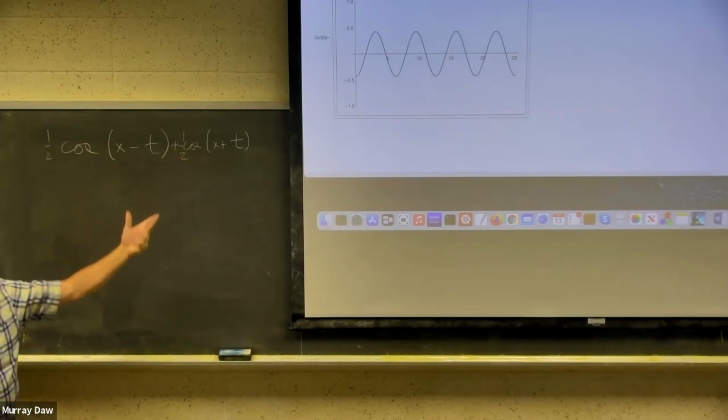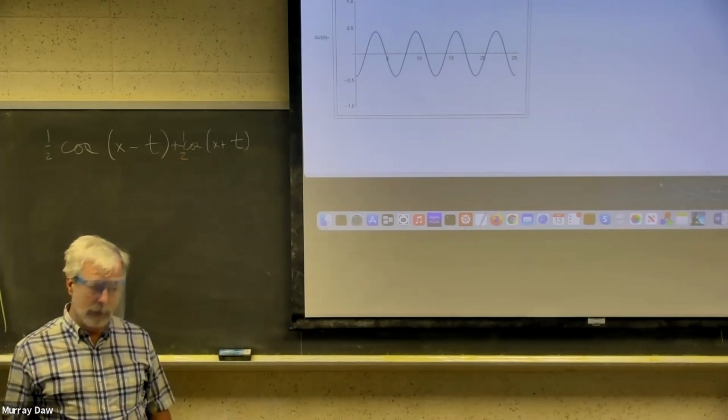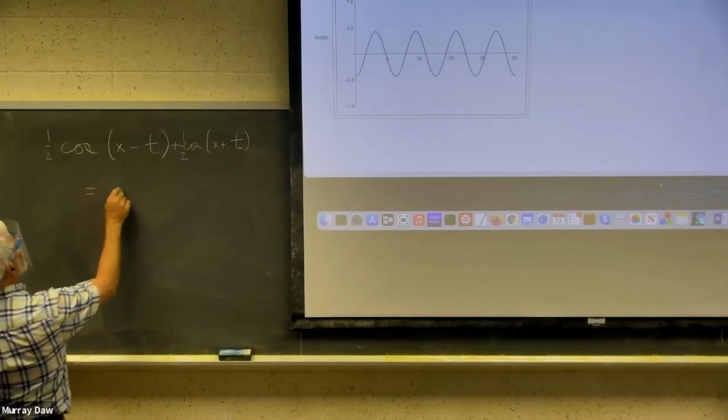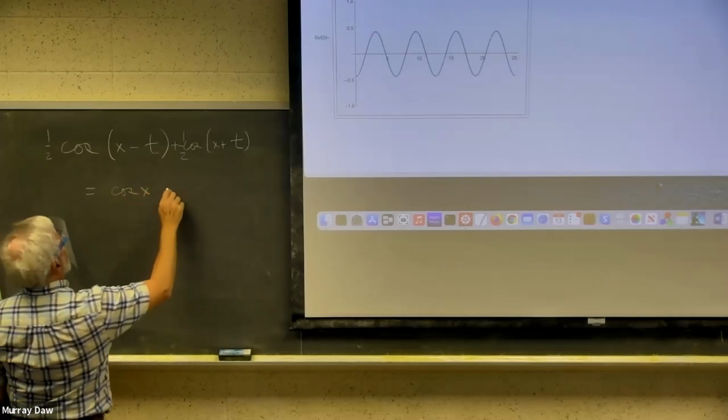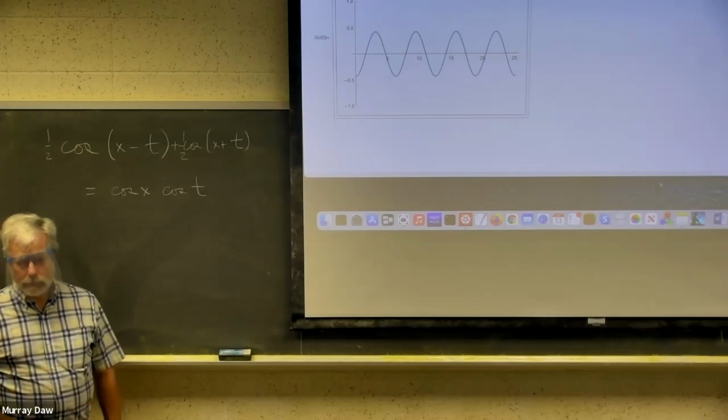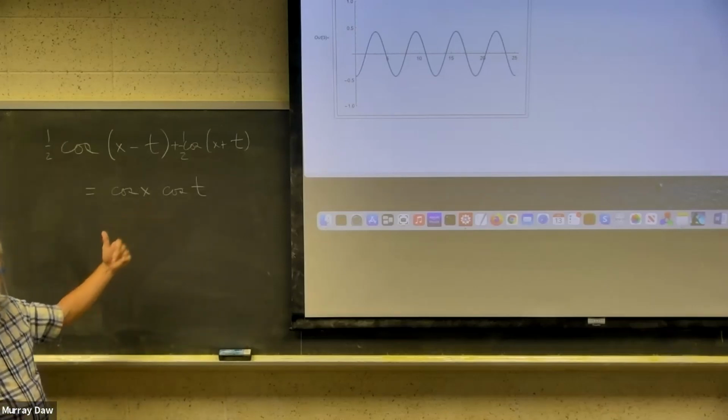Okay, now you can use the trig relations for the sum and difference of 2 angles. Simplify this, and this becomes cosine of x times the cosine of t. The sine terms cancel out.